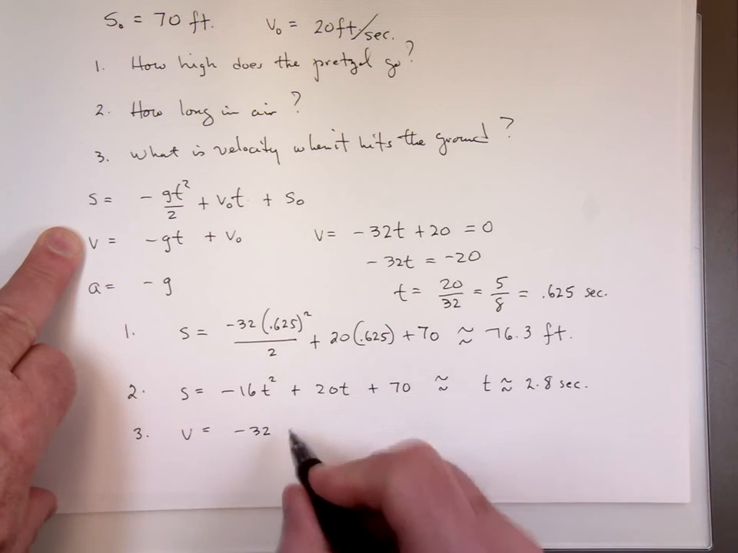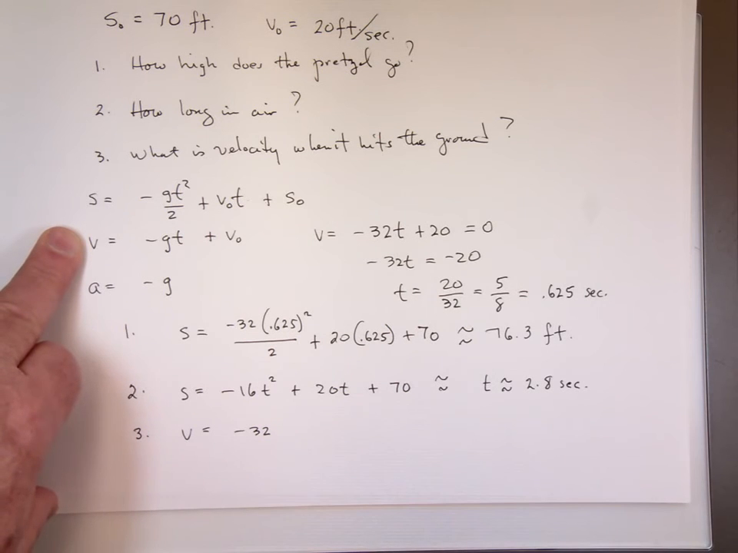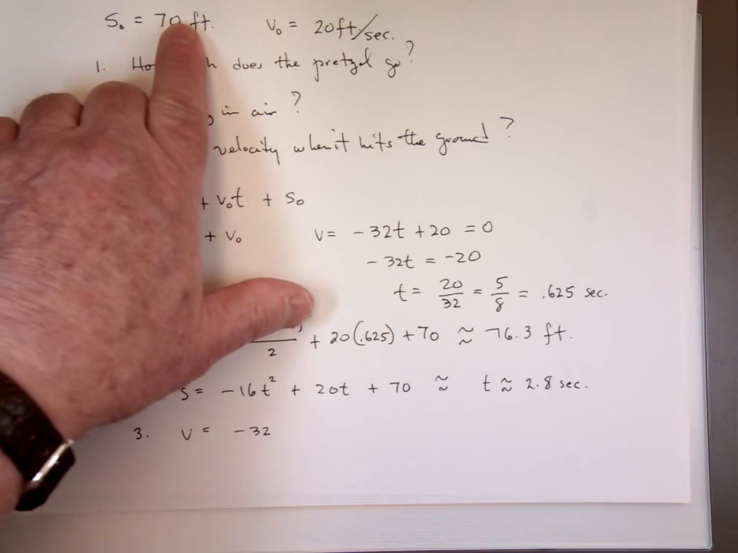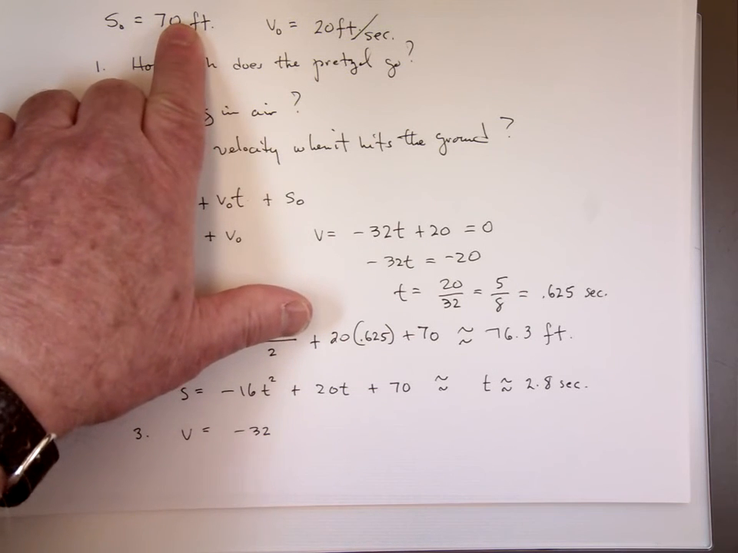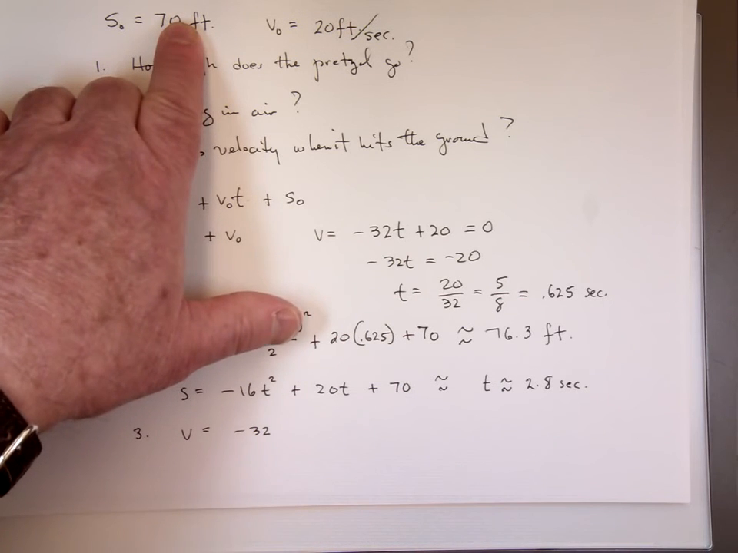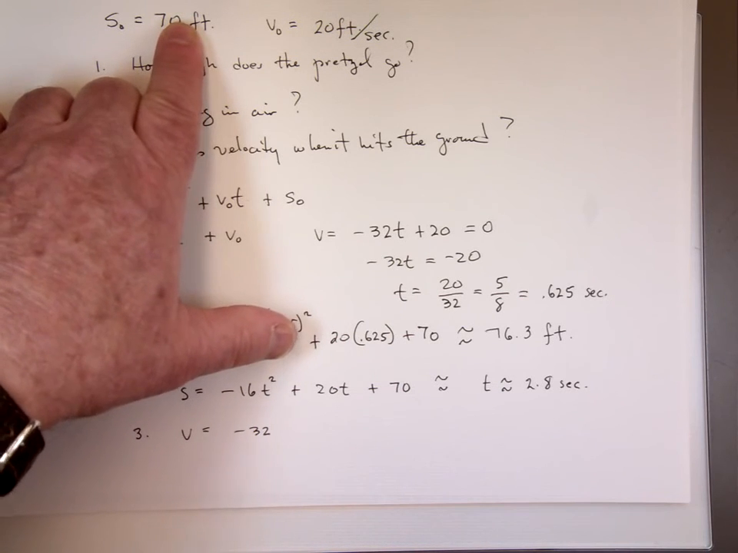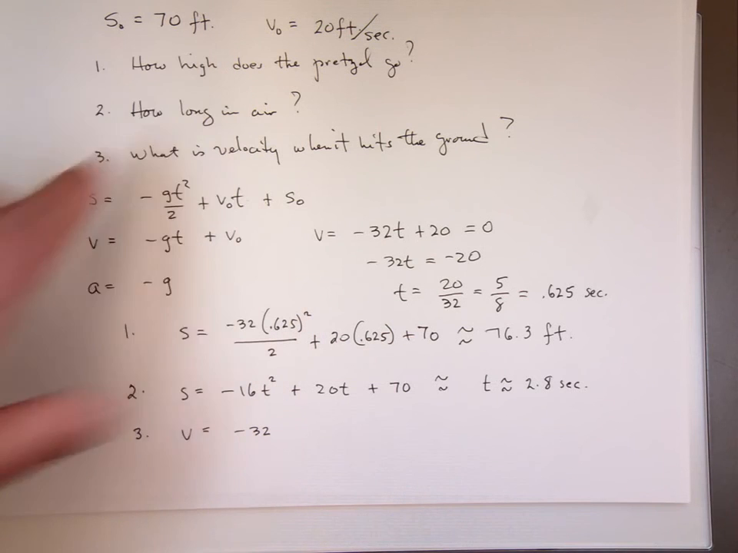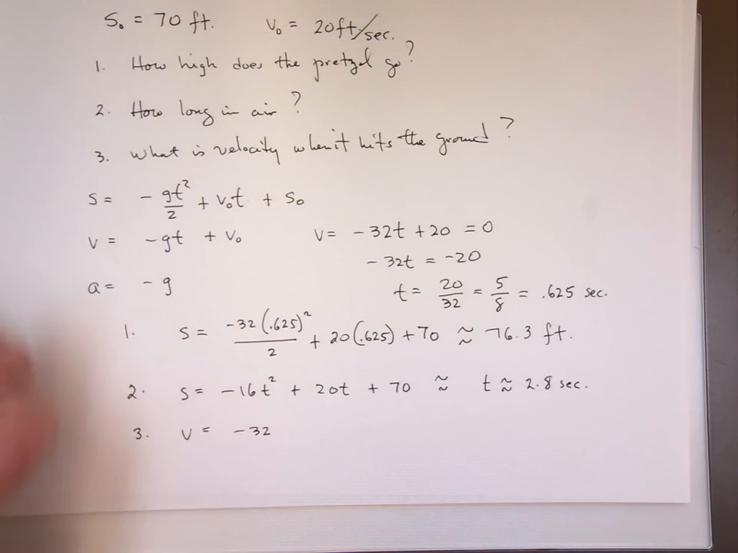0. Wouldn't that be how long before it gets back to its original point? No. The original point is 70 feet up, S sub naught. The ground is 0. You could do the problem that way, Brendan. You could do the problem so that your starting point is 0, but almost always you want ground to be 0. It makes the problems easier to do. Okay. You could do it your way if you wanted to. You would get the right answer.